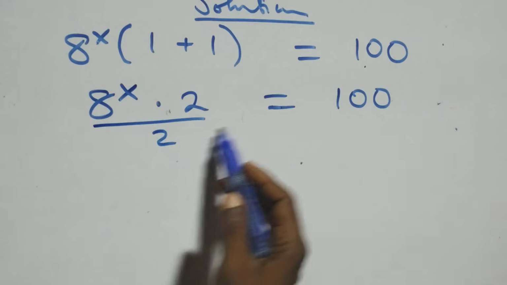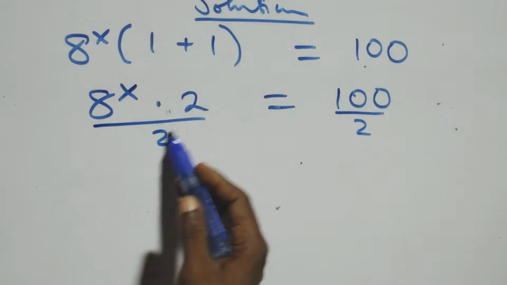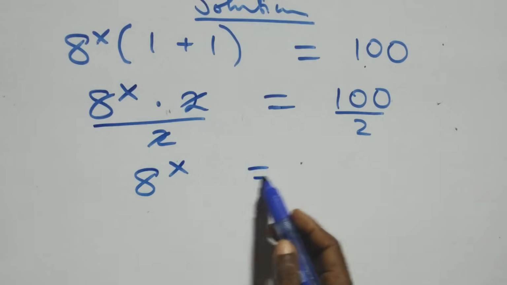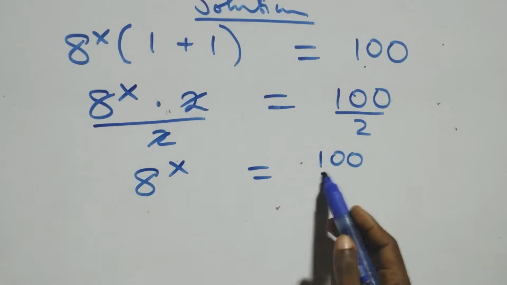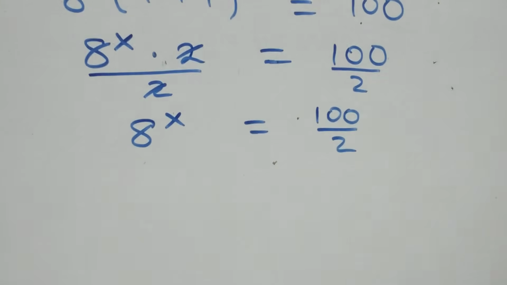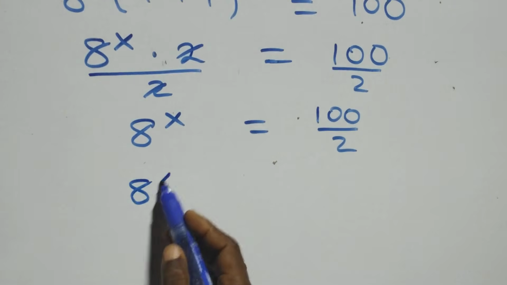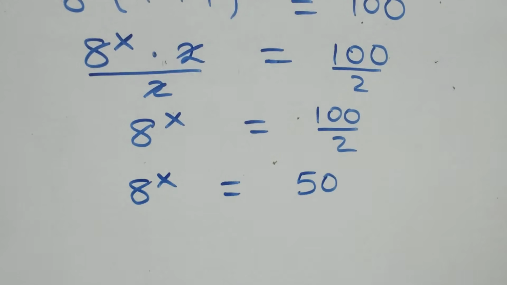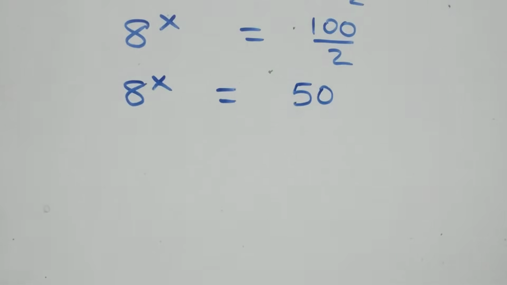That is, divide this side by 2, also divide this side by 2. Here, the 2s cancel each other. We have 8 raised to power x equals 100 over 2, that's 50. The next step, we take the log on both sides.